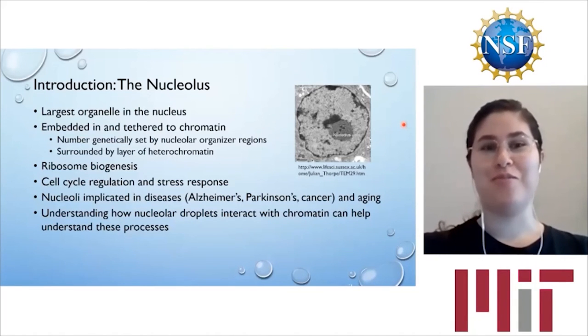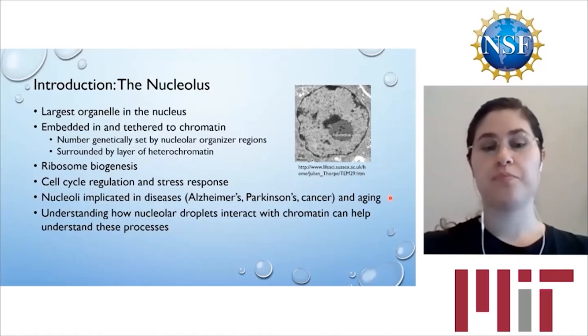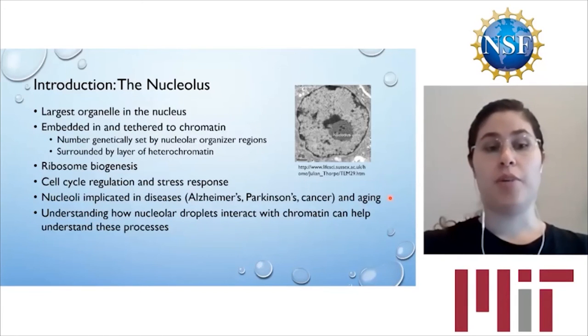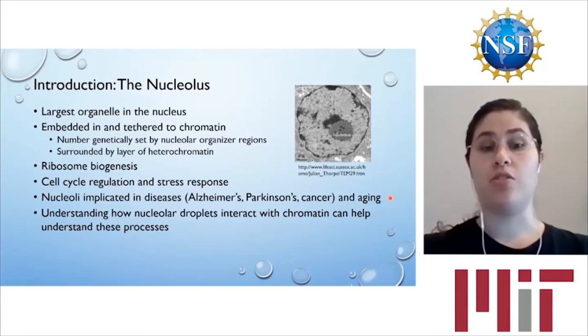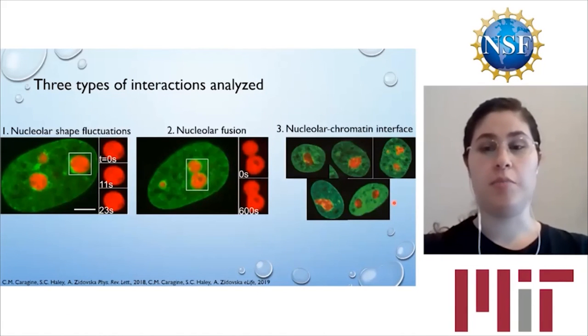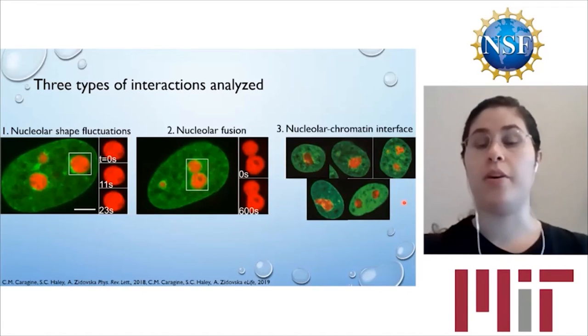It's also shown to be responsible for cell cycle regulation and stress response. And when things go wrong, various diseases can arise, such as Alzheimer's, Parkinson's, and cancer. The nucleolus also plays a key role in aging. So understanding how these nucleolar droplets interact with chromatin can help us understand these processes and what happens when things go wrong. The three types of interactions that we analyzed in my lab were: first, studying nucleolar shape fluctuations; then we looked at nucleolar fusion; and finally we directly probed the nucleolar chromatin interface using biochemical perturbations.